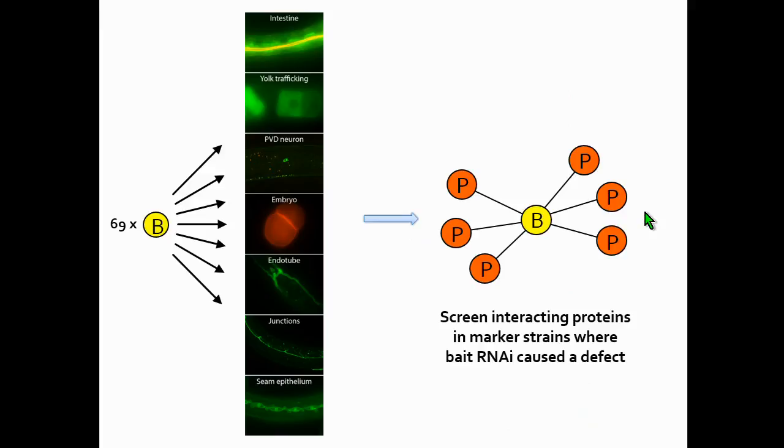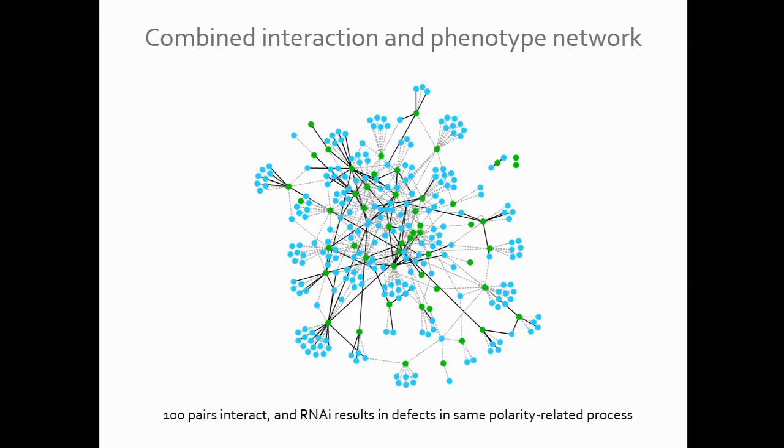And next, we performed phenotypic screens of the bait proteins, so the interacting proteins of a particular bait, but only in a strain where there was a phenotype. So if a bait protein scored a phenotype in 1 or 2 strains, then we only tested the prey in those strains. And all combined, we identified 100 protein pairs that we knew already physically interact, but where RNAi results in defects in the same polarity-related process.